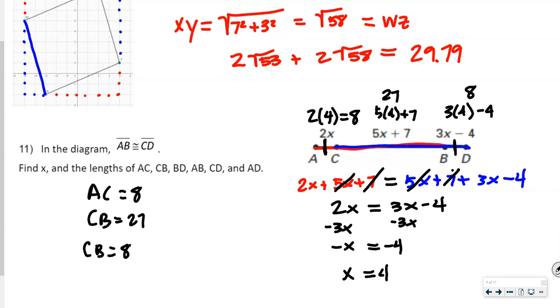Then it's asking us for AB, so we're going to add the 8 and the 27. So when we add the 8 to the 27, let's see, AB, 8 and 27 is 35, right? And then we've got CD is equal to, CD would be the same, 35, wouldn't it? And then AD is the whole length, right? AD. So we're doing 35 plus 8, so that would be 43. Okay?